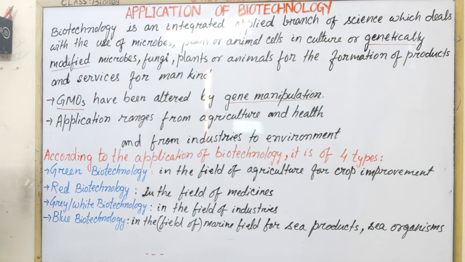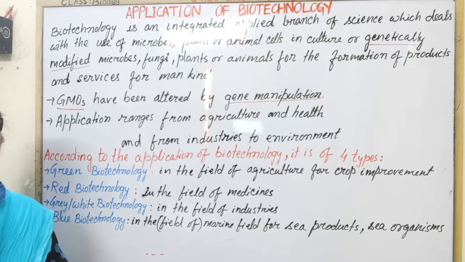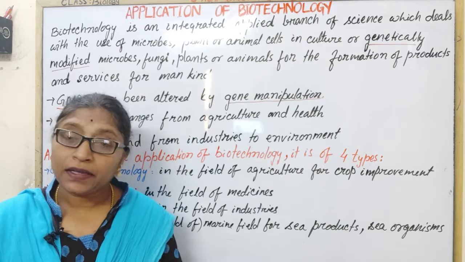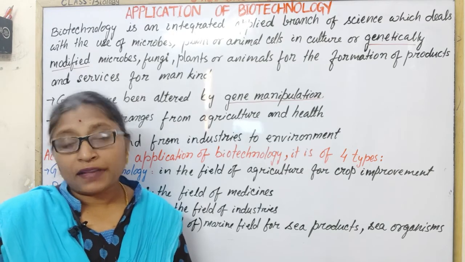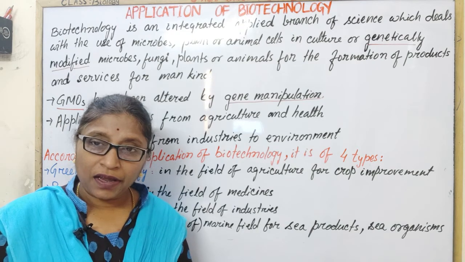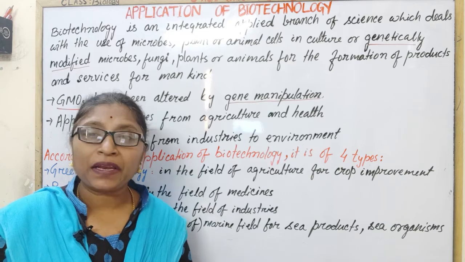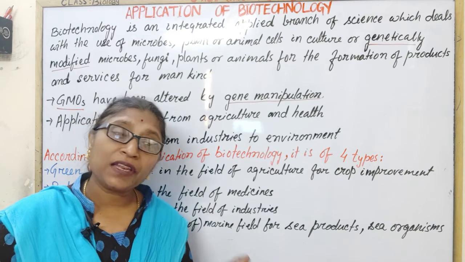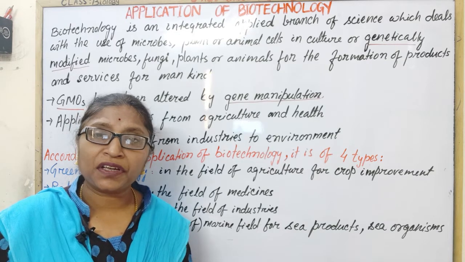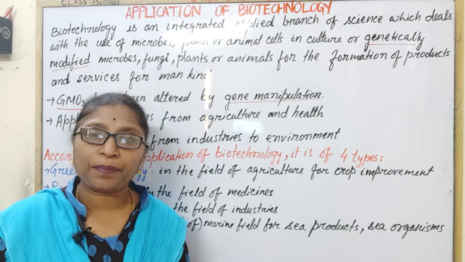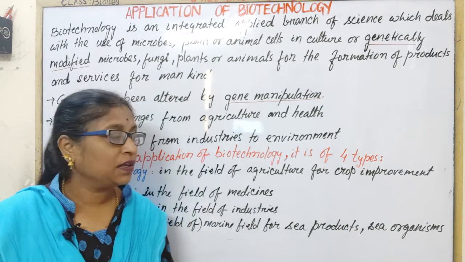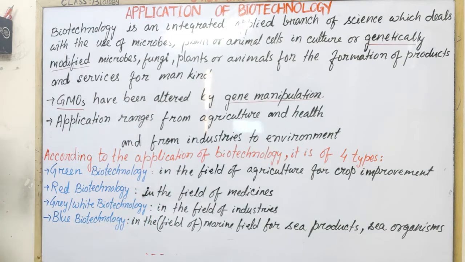So let us discuss in different fields. The main fields where biotechnology is applied are agriculture, that means application in plants, application in medicine, and application in animals or animal products for the mankind. Mainly in these three areas we will discuss. So let us discuss the application in plants.